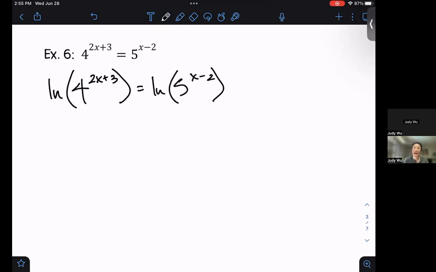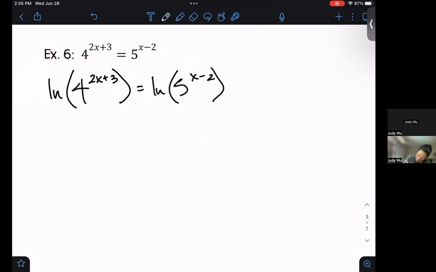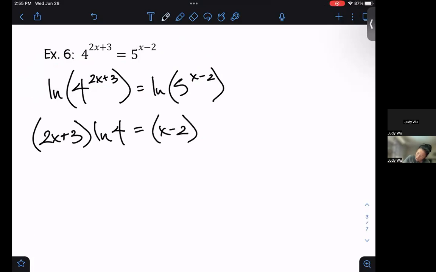Okay. And then I'm going to think back to 4.5. And I'm going to say, hey, there was that log property where if I had a power, I can move it down to the coefficient. And turns out I can do the same thing on the other side. That means I can write it as 2x plus 3 times natural log of 4 equals x minus 2 times natural log of 5. And the reason that we can do that again is because of that log property, the power property. All right.